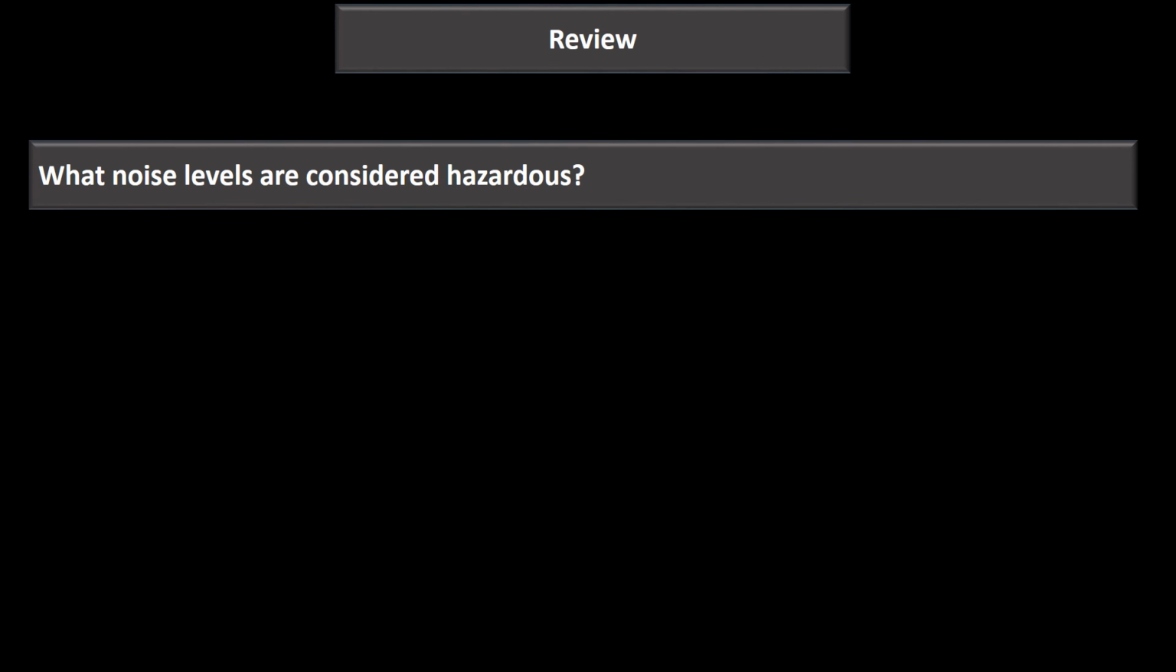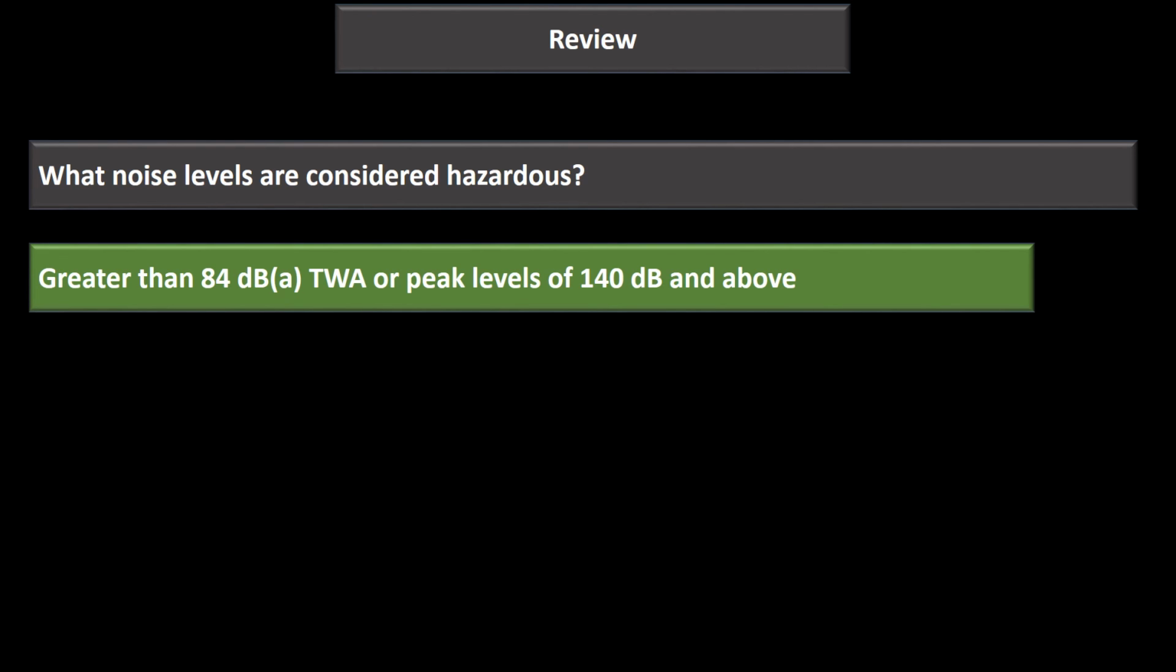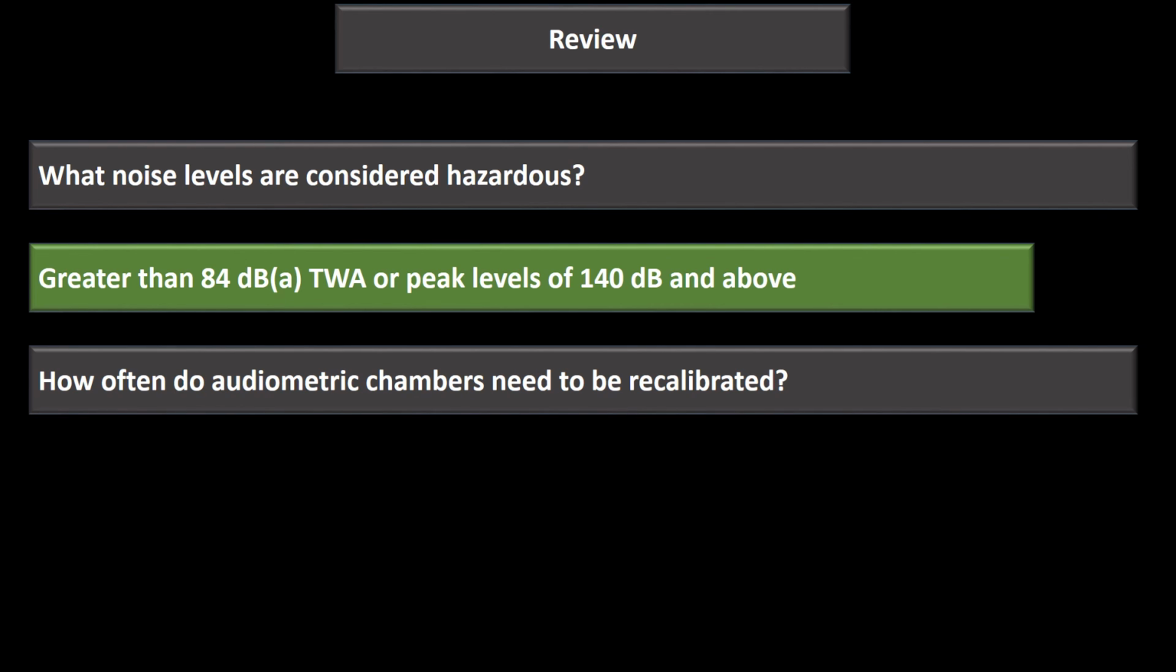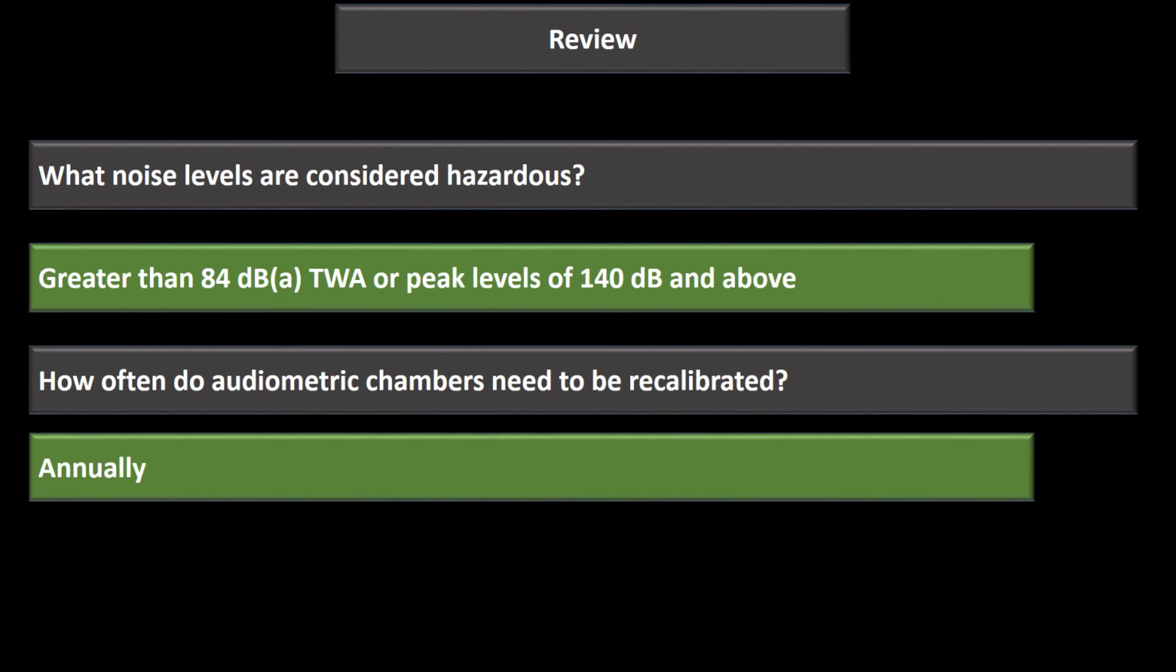What noise levels are considered hazardous? Well, greater than 84 decibels at a time-weighted average, and then peak levels of 140 and above. So greater than 84, and then peak levels of 140. How often do audiometric chambers need to be recalibrated? Annually.